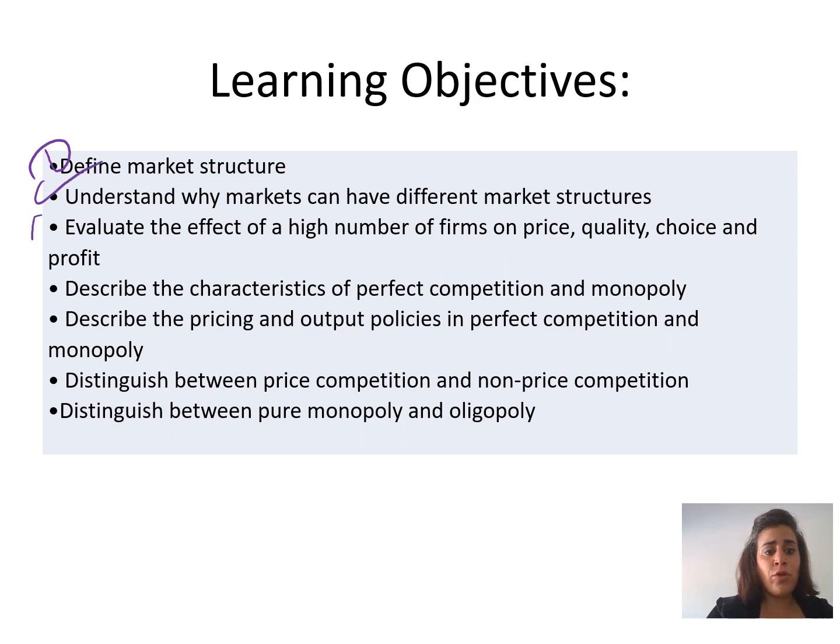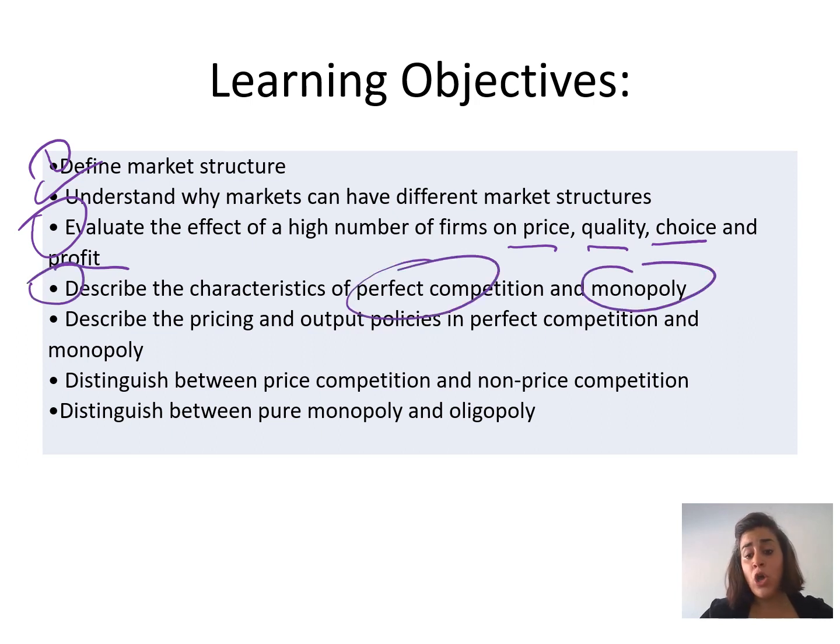The third one for this lesson would be, if we have a high number of firms, how would this affect the price and the quality and the choice and the profit? Okay, then in order to differentiate between perfect competition and the monopoly, we need to describe their characteristics. Then we have described the pricing and output policies in perfect competition and in a monopoly.